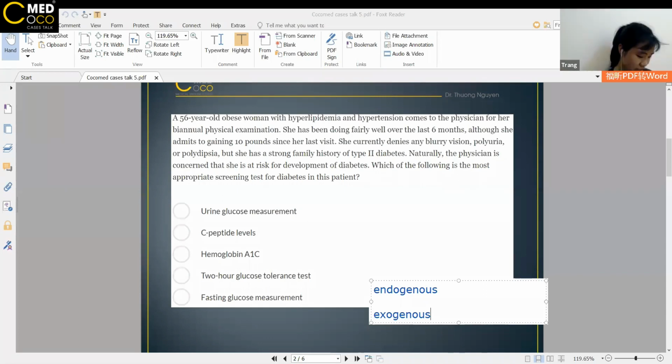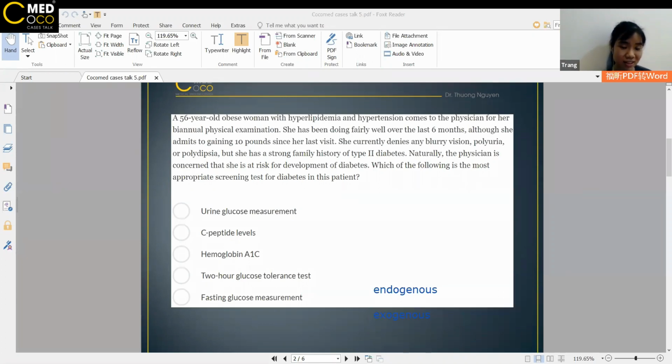So for the endogenous, decrease. It will be decreased. And for the C-peptide in the case of exogenous, decrease or increase? For the endogenous, C-peptide will increase. Increase. The last option, increase or decrease? Increase.